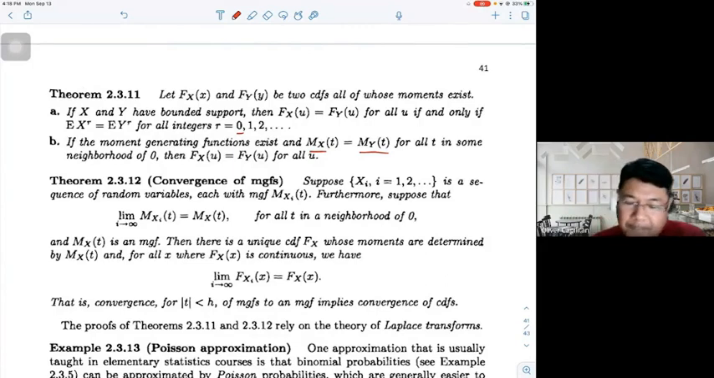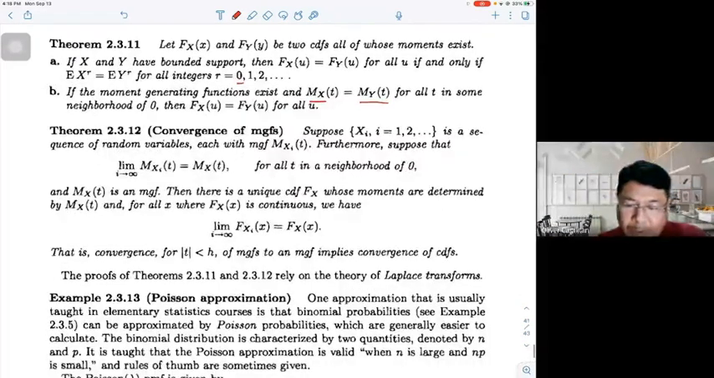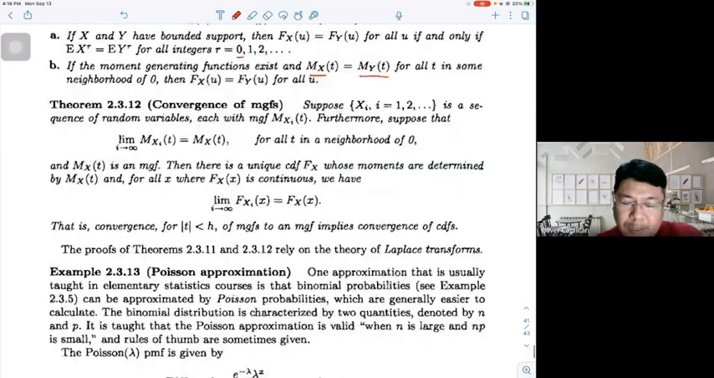Okay, so if you want to know the proof of that, you can refer to the book of Casella and Berger. Let's proceed now to theorem 2.3.12. We have convergence of the moment generating functions. Suppose we have this sequence of X sub i, 1, 2, and so on and so forth. That means we have an infinite sequence here of random variables, X sub i.